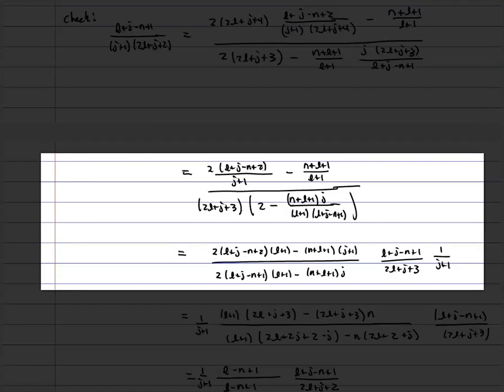And next thing I'm going to do is pull out some common factors. So I'm going to pull out a denominator term of a 2l + j + 3. From the denominator, I'm going to pull out an l + j - n + 1. And I'm going to pull a j + 1 out of the numerator. And I'm also multiplying numerator and denominator by l + 1. So what we're going to get in the numerator is (2l + j - n + 2) times that (l + 1) minus (n + l + 1) times that (j + 1). And in the denominator, I'm going to get a 2 times an (l + j - n + 1) times (l + 1) minus (n + l + 1) times j. Okay?